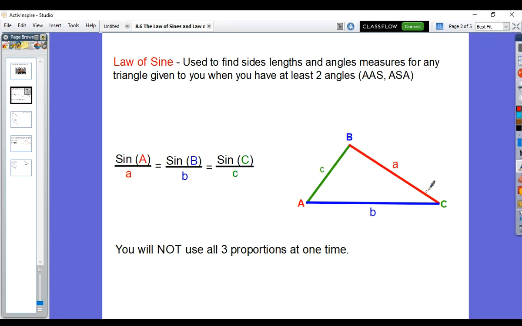We will always know two of the three angles. This goes back to angle, side, angle. If you have two angles and a side, or an angle, a side, and an angle, then you'll probably use the law of sine. We match angle A to side A, angle B to side B, and angle C to side C. It makes more sense as we use it.